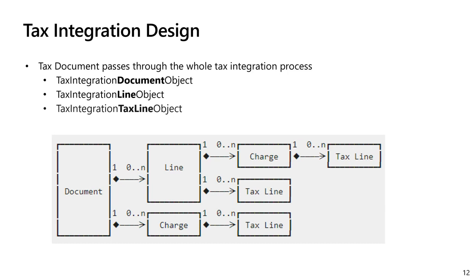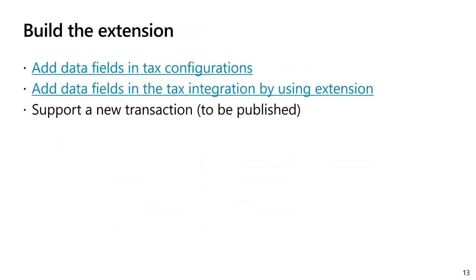If you want to do more extension on that, let me move to the next slide. There will be some documentation in the docs. Currently we have two pages. One is about adding data fields in the tax configuration. Another page is about adding data fields in tax integration by using the extension. So one is about extending the configuration, and the other is about extending the logic part in the FNO.